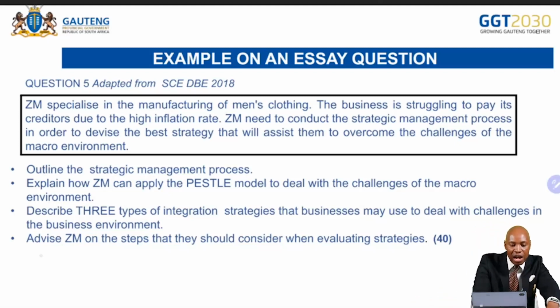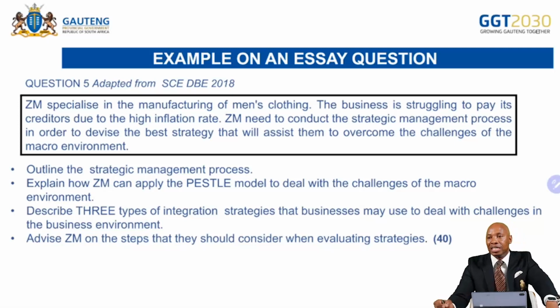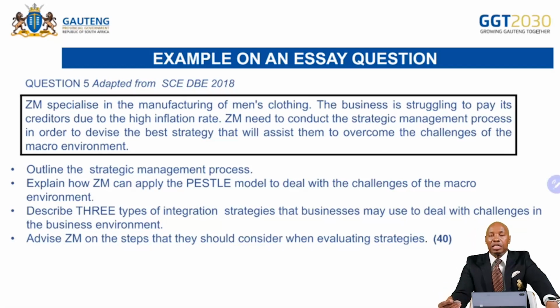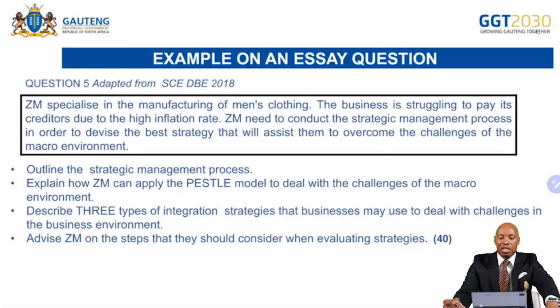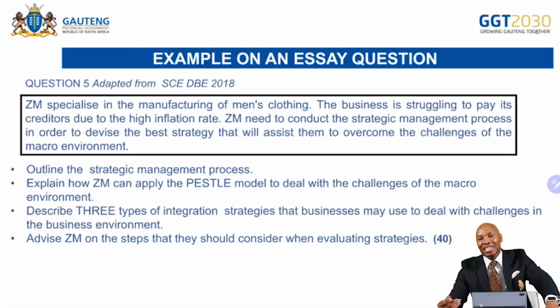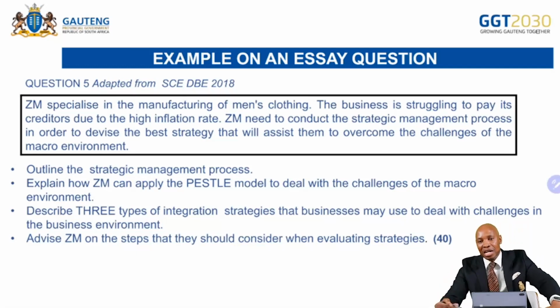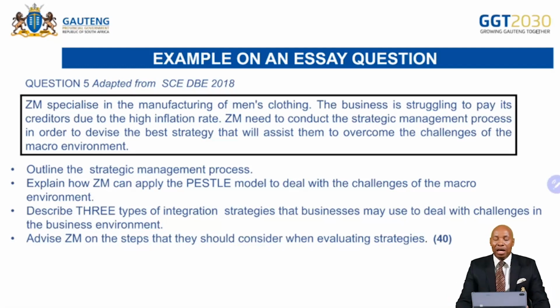Then: advise ZM on the steps it should consider when evaluating a strategy. Remember, as we were doing the strategic management process, the last point in the strategic management process was to evaluate the strategy in order to take corrective actions. Now we're going to look deeper at the steps in evaluating a strategy.